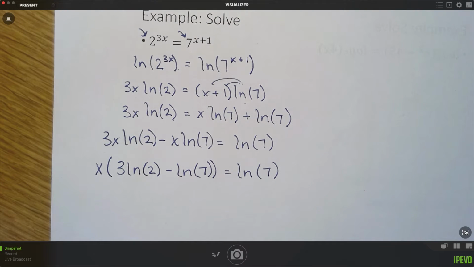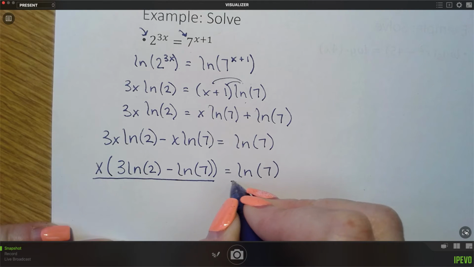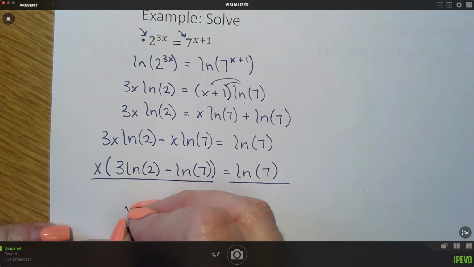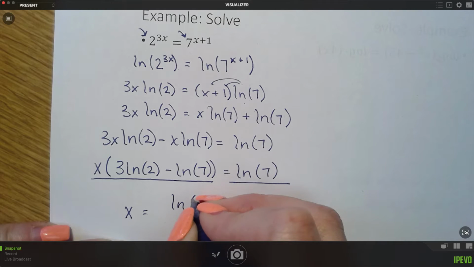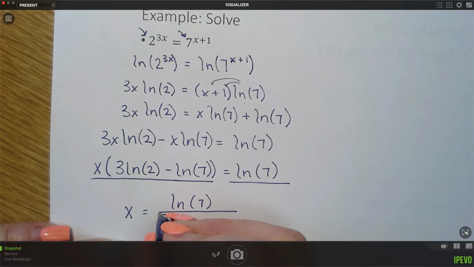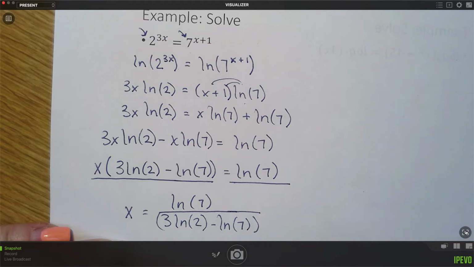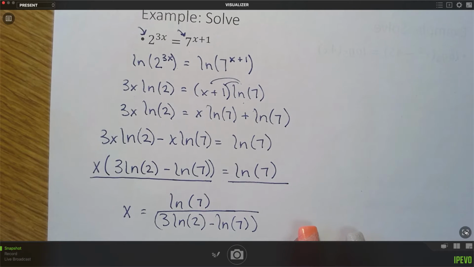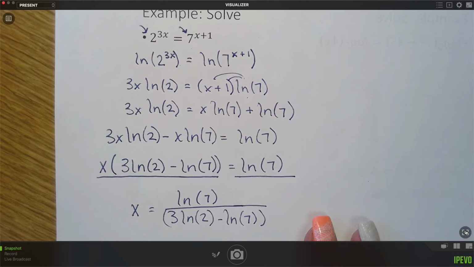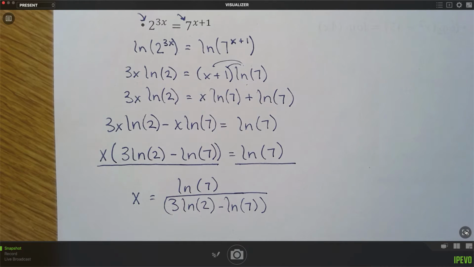Now I can divide by that big old chunk of stuff, right? And then x equals natural log of 7 over 3 natural log of 2 minus natural log of 7. So did we do the same steps just with natural log this time? We got the final answer.